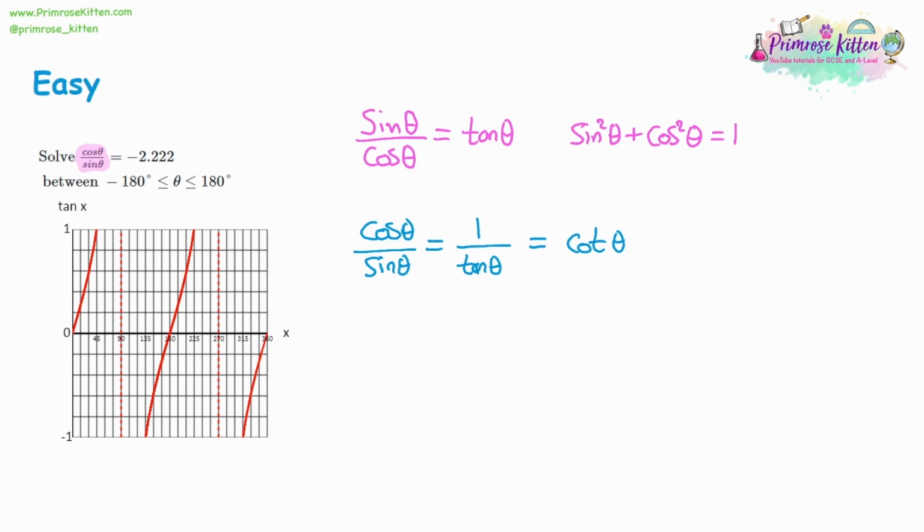So if 1 over tan theta is equal to negative 2.222, then we can rearrange this equation by taking the reciprocal of both sides again. 1 over tan theta becomes tan theta over 1. Anything over 1, you divide by 1, it stays the same. And then we have 1 over 1 divided by negative 2.222, and that gives us negative 0.45. Let's do 5 decimal places so we don't have any rounding errors.